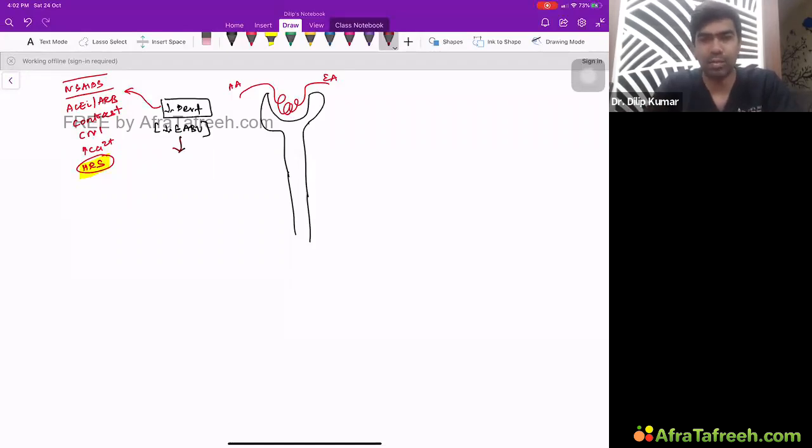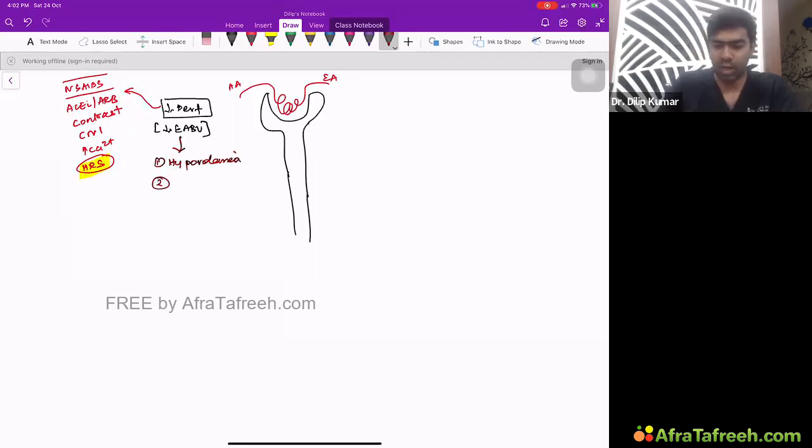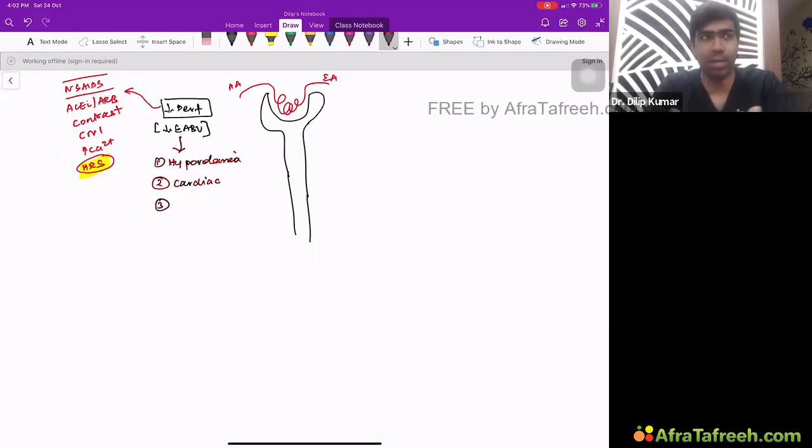So what are the conditions that produce reduced effective arterial blood volume? Number one, hypovolemia. Of course, there is a lower volume in the body, so the effective arterial blood volume also will be low. And in patients who are having cardiac failure, because of the low cardiac output. So that is one reason. And apart from that, there are some conditions which produce lower oncotic pressure. Because of lower oncotic pressure, there will be more fluid outside the vascular compartment and lesser fluid within the vascular compartment. And that's what happens in certain conditions where there is severe hypoproteinemia and hypoalbuminemia.